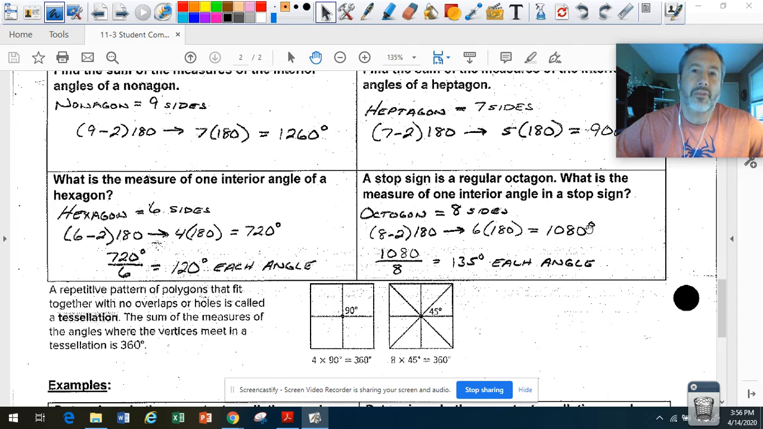So the sum of the interior angles in an octagon is 1080 degrees. Now they just want to know what is the measure of one of those angles. So we have to take our 1080 divided by 8, which equals 135 degrees. So each angle in a regular octagon is exactly 135 degrees.